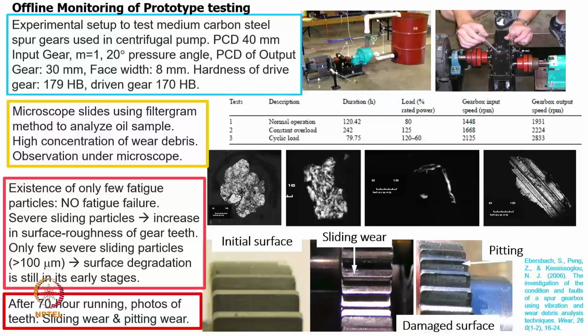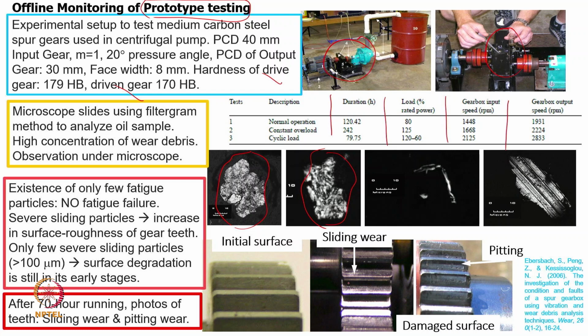There's another example, which we call offline monitoring or prototype testing. Here the gearbox has been assembled, and based on this the gear performance has been checked. We are able to see they have given complete conditions, the hardness of the drive gear and driven gear has been mentioned, and then they have collected the wear debris and are comparing these values also. So you can see here the evaluation has been given.